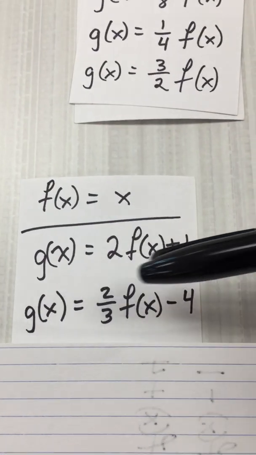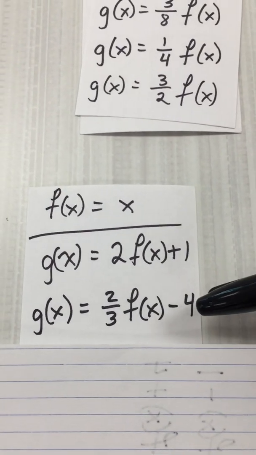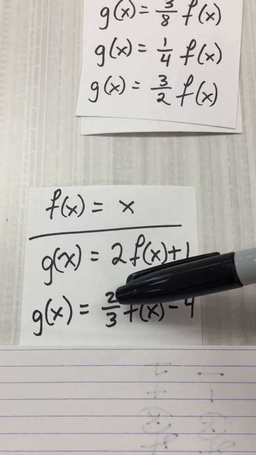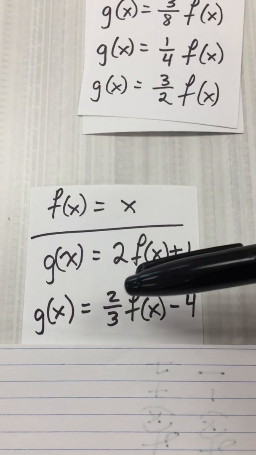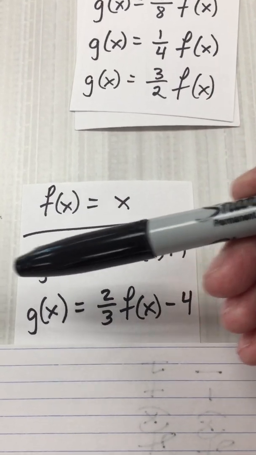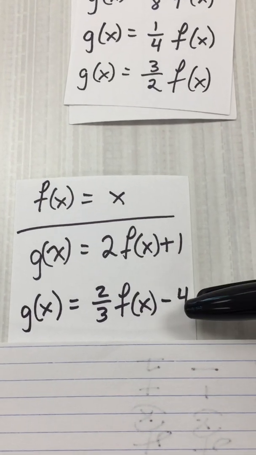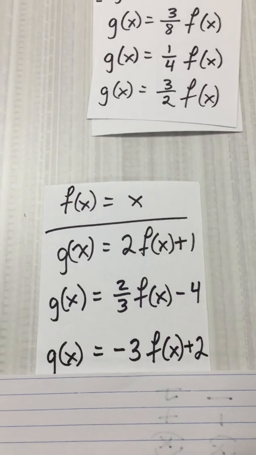This one, new equation g of x, we're multiplying the original equation by a fraction, 2/3, and subtracting 4. The top number of this fraction is smaller than the bottom number, so this fraction is smaller than 1. So if I'm multiplying by a number smaller than 1, it gets less steep. It got flatter. And subtracting 4 outside means it shifted down 4 units on the y-axis.